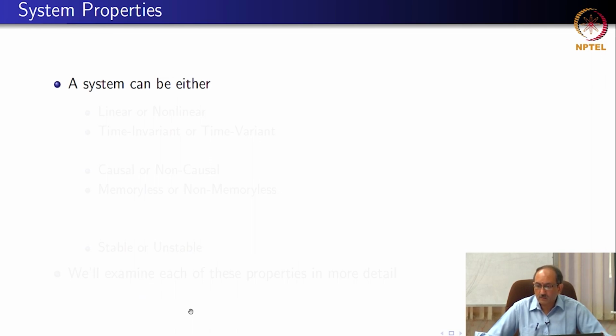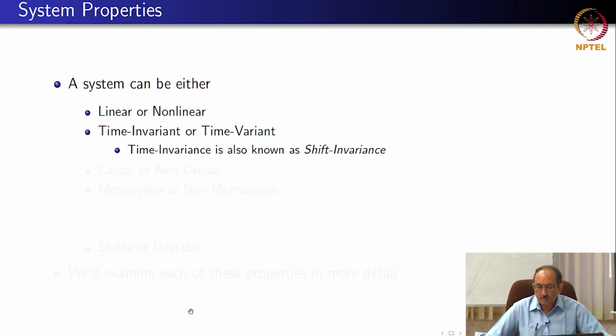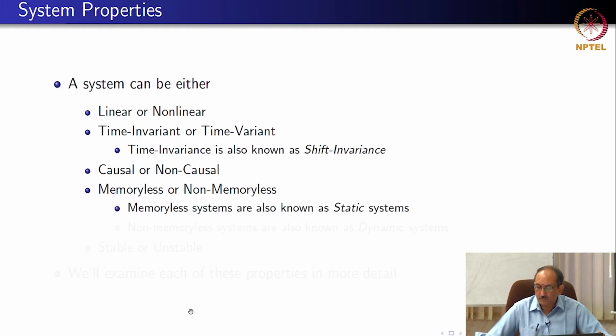The properties that you would have seen in the context of continuous time are: a system can be linear or nonlinear, time invariant or time variant. By the way, time invariance is also known as shift invariance. So LTI or LSI, linear shift invariant systems, is another common terminology. A system can be causal or non-causal, memoryless or non-memoryless. Memoryless systems are also known as static systems.